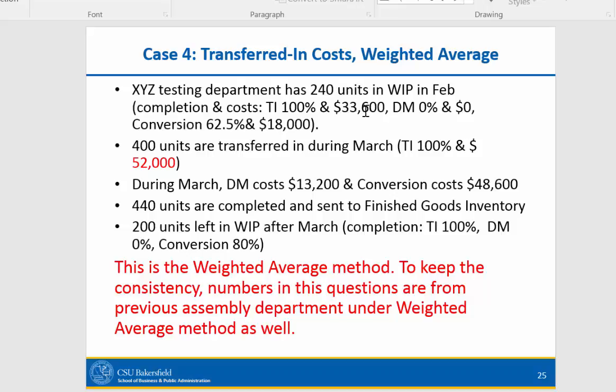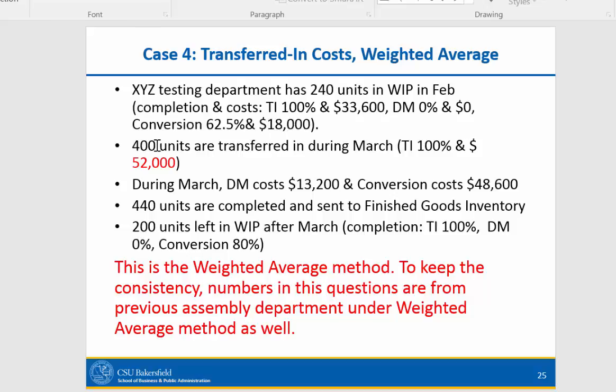and they carry $33,600 cost. Direct material is 0%, $0. Why? It's obvious, because the 240 units in WIP have not passed any test yet, so we're not going to package them. For the direct materials for packaging, it is completely zero. Conversion is 62.5% and carries $18,000 cost.